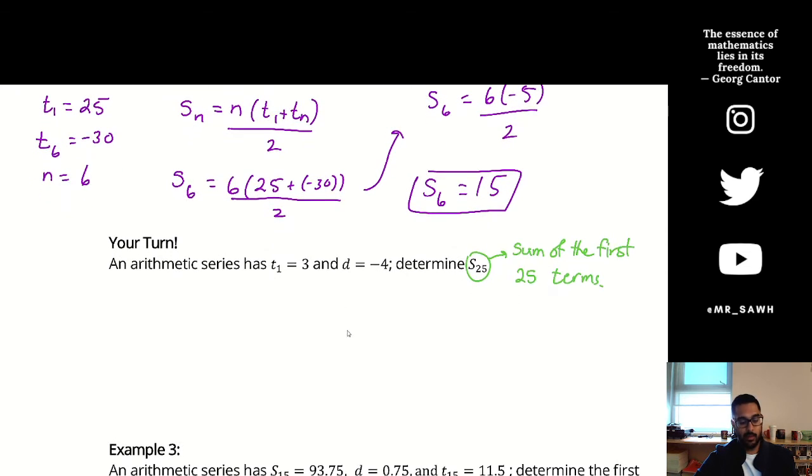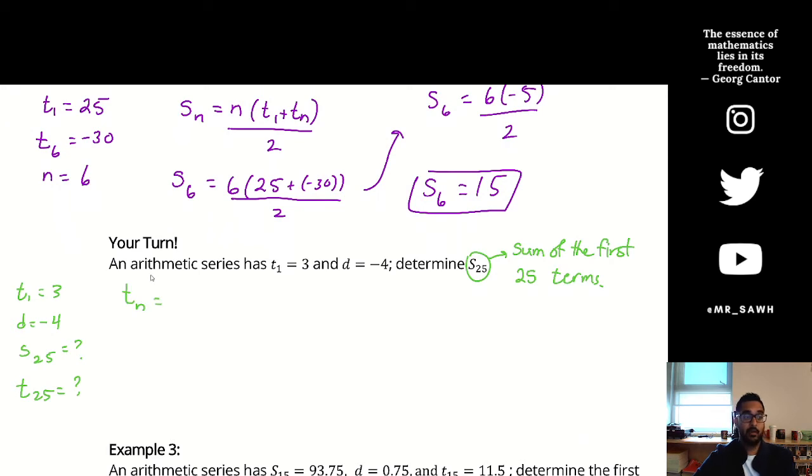So again, it's helpful to list out what you know. T1 is 3. The difference is minus 4. I'm looking for the sum of the first 25, and if I'm looking for the sum of the first 25, I'm going to need the 25th term. Unfortunately, I also don't know what that is. If I try to use the shorter formula from before, Tn is really going to be T25. The issue is I don't know T25. So I could find it first and then use it in my formula, or I use the longer formula to do this. So I'm going to go find out what T25 is first.